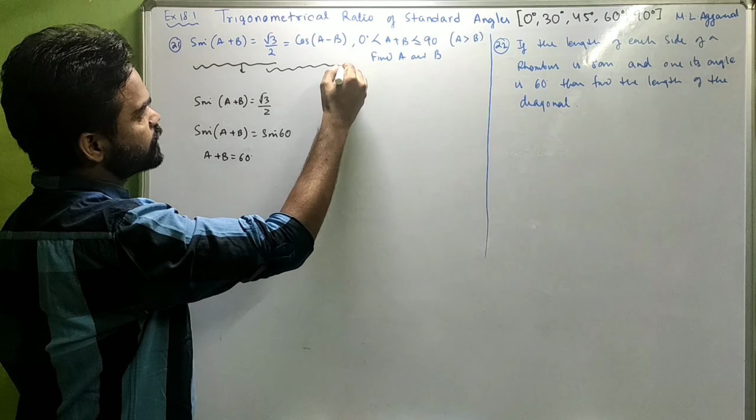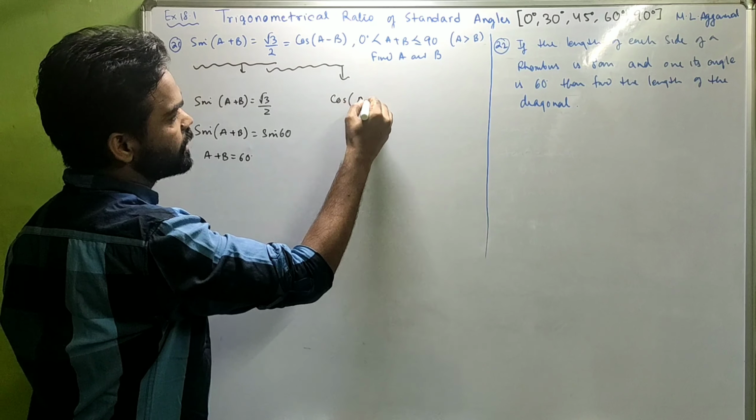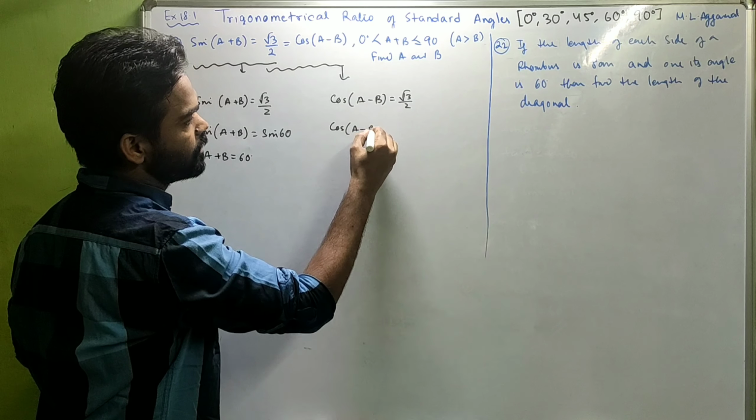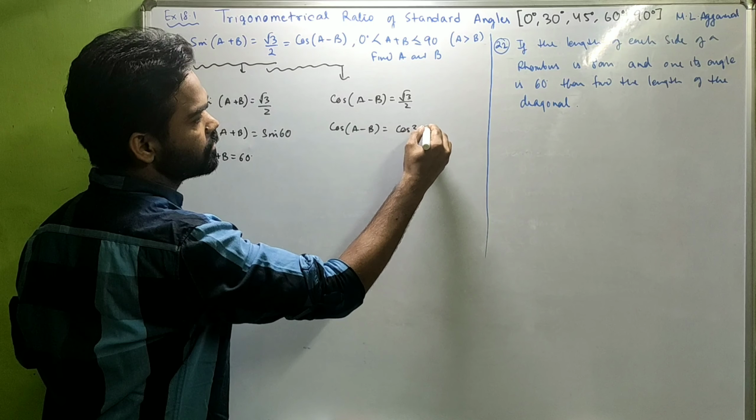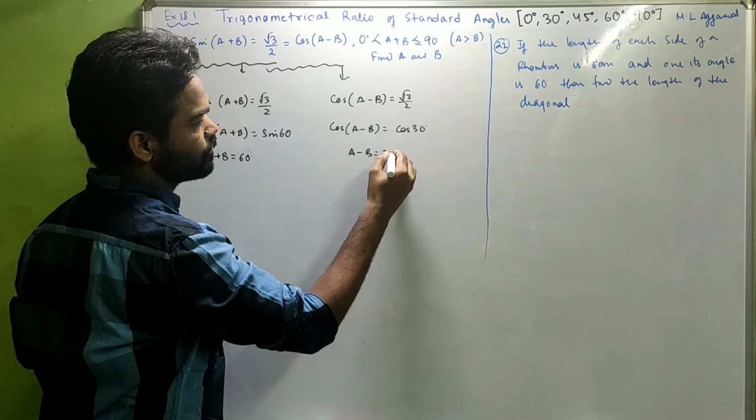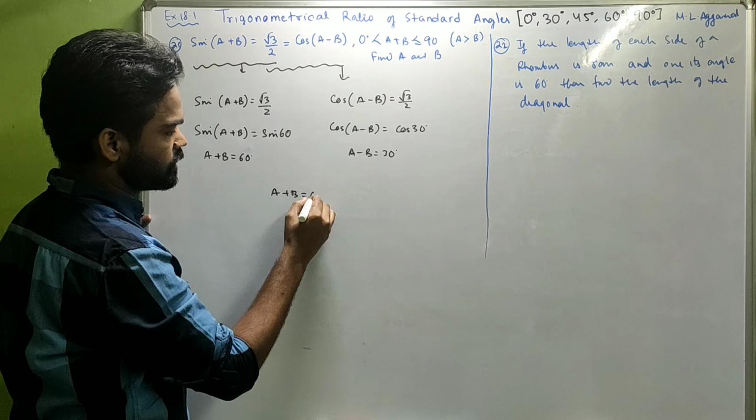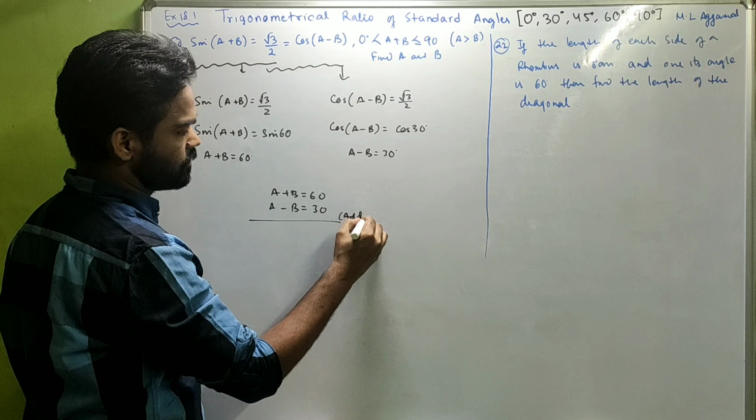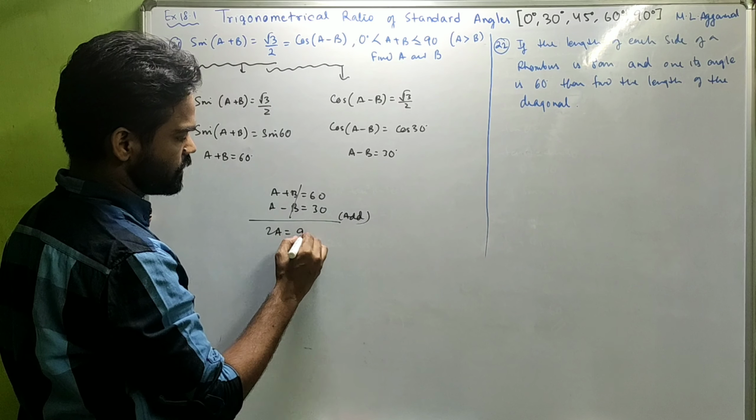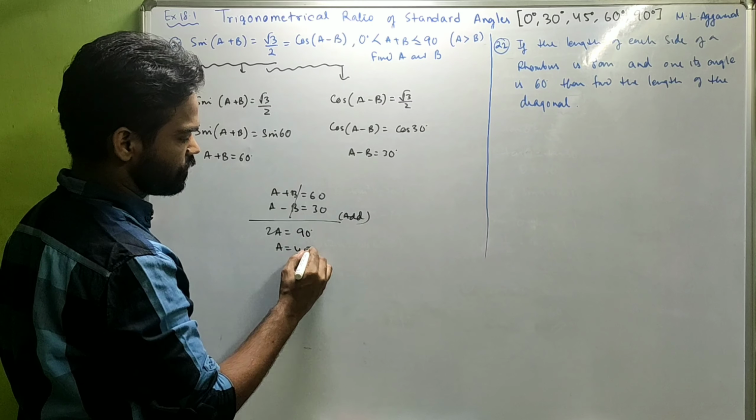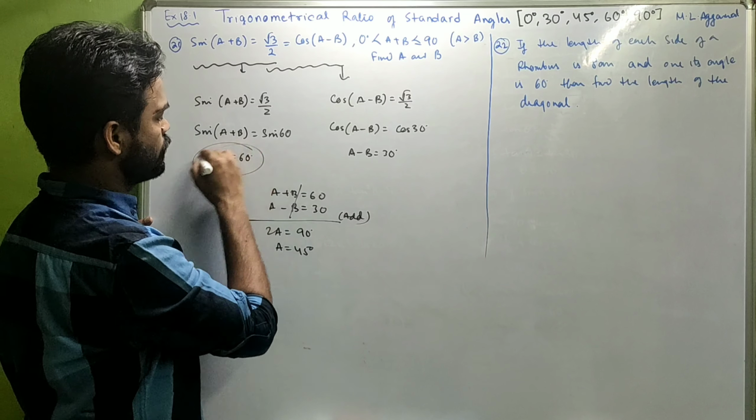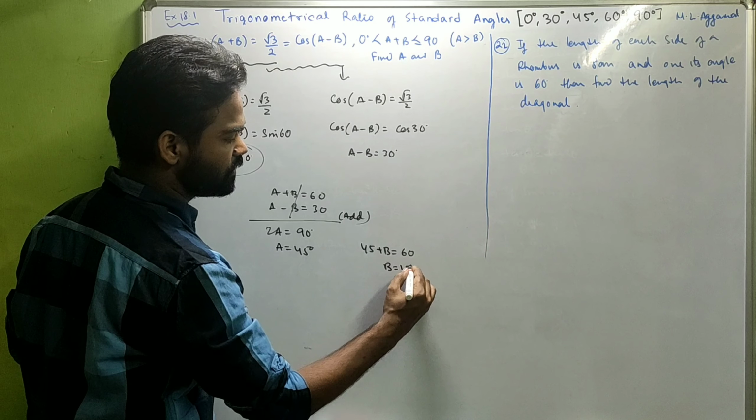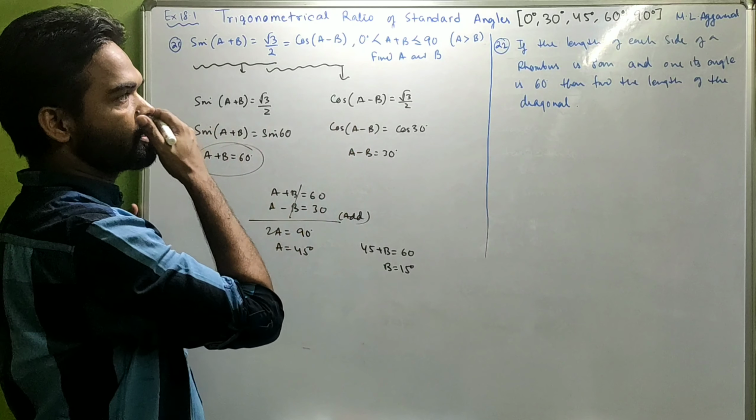Done. Then you take this relation. Given cos of a minus b equals root 3 by 2. When is the value of cos root 3 by 2? At cos 30. So I can say a minus b is 30. Now this is just a simultaneous equation, isn't it? We'll just add. This becomes 2a equals 90, which means a equals 45 degree. Now put the value of a over here. So 45 plus b is 60. So b is 15 degree. Done.